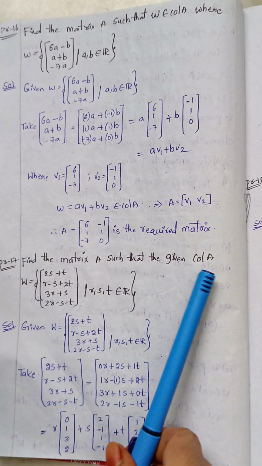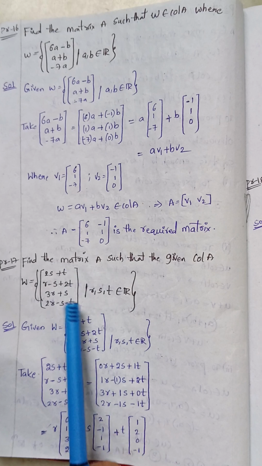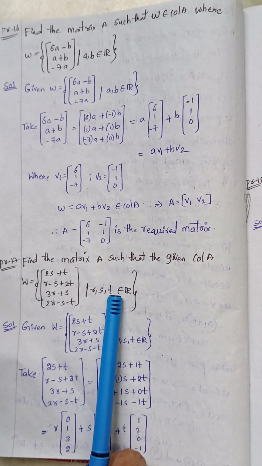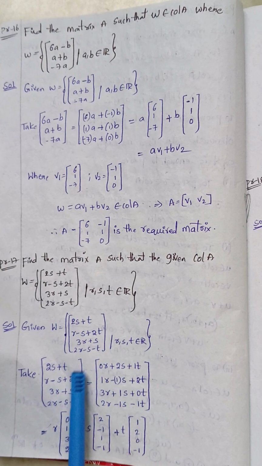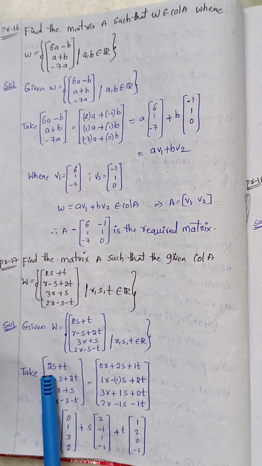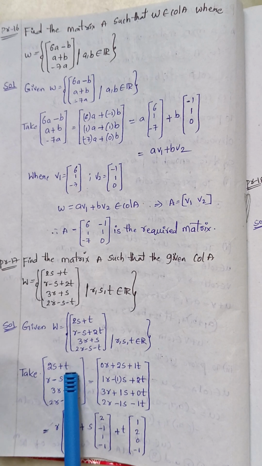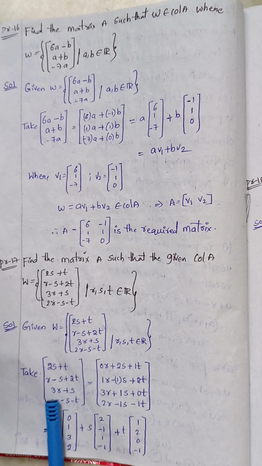Similarly, we can see one more problem. Here one vector which belongs to Col A is given. We have to find the matrix A. What are the scalars given here? r, s, t. So we should get three vectors. So take the vector. r is not given, so 0 times r plus 2 times s plus 1 times t. Similarly, we can write the remaining ones.